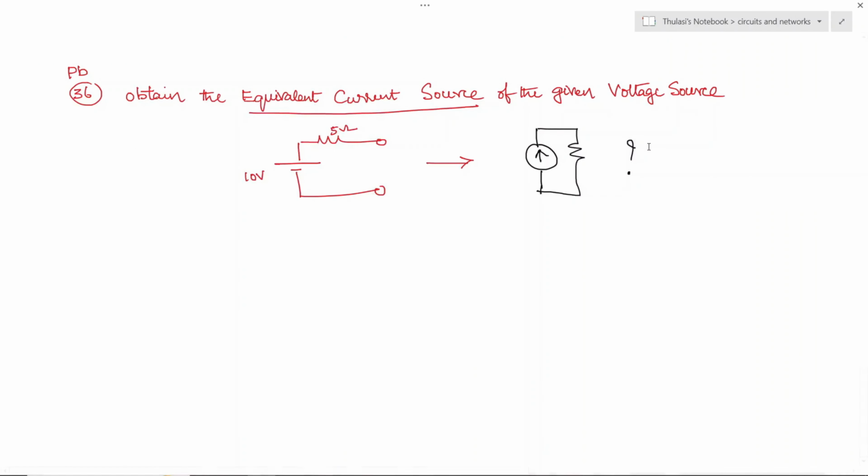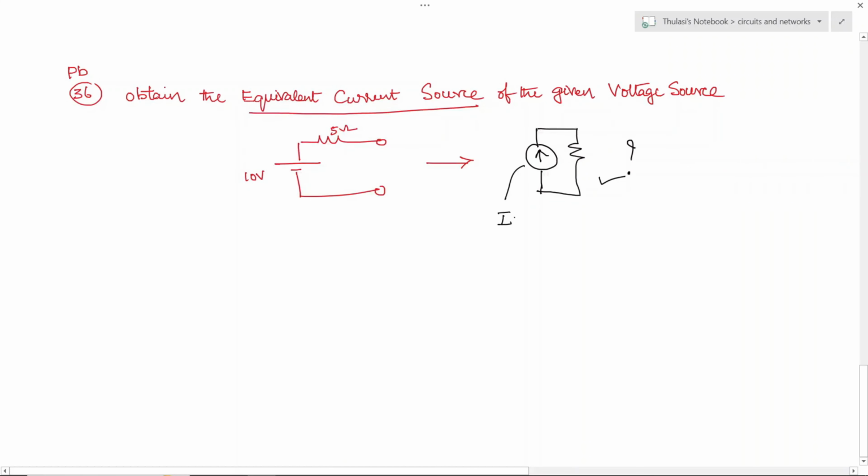Today we are going to solve problem number 36. Obtain the equivalent current source for the given voltage source. Okay, so here you can see a voltage source is given, and it is asking us to find out the current source.